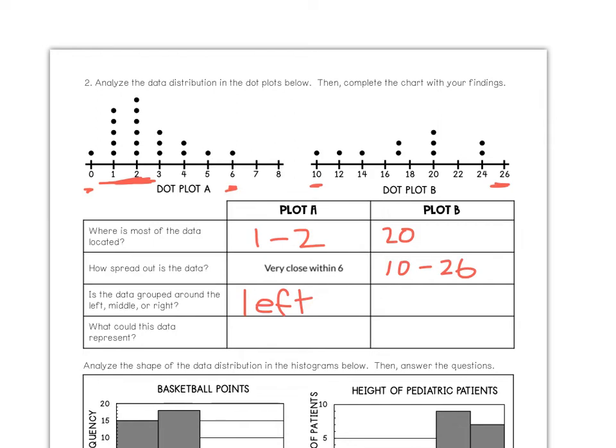Is the data grouped around the left, the middle, or the right? It really isn't grouped. 20 is somewhere in the center, but I would say it's more spread out in this case. So it's not really grouped. Maybe you might want to say 17 to 20, but it's really not grouped. What could this data represent? Maybe the points scored in a certain game by students.